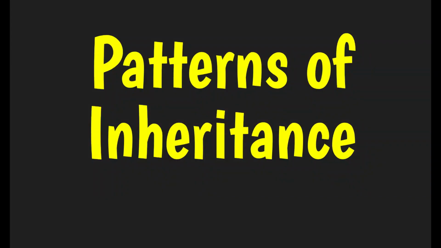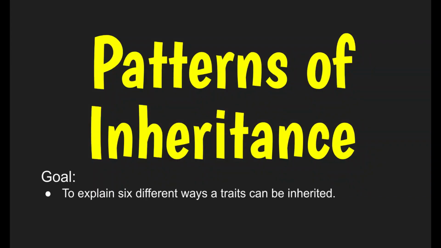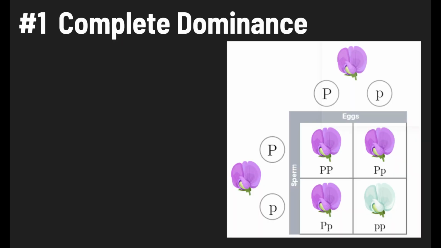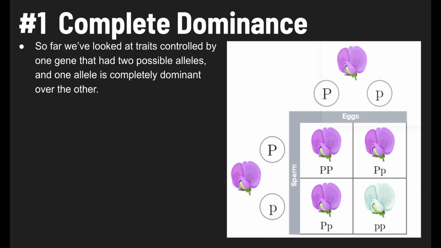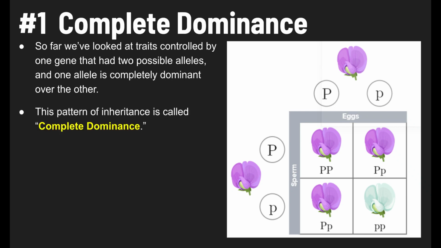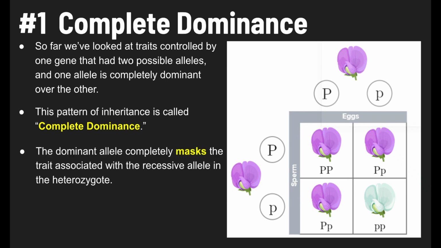Today we're going to talk about patterns of inheritance, and the goal of this video is to explain 6 different ways a trait can be inherited. So the first pattern is called complete dominance, and this is the one that we've been looking at in previous videos. This would be traits that are controlled by one gene that has 2 possible alleles, and one allele is completely dominant over the other. And again, that type of pattern is called complete dominance.